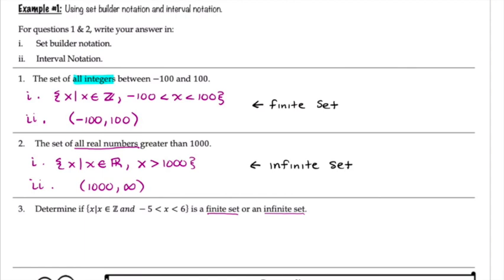So thinking about that, here we have the set of values from -5 to 6, not including -5 and not including 6, this would be considered a finite set. Why? Because we do have an end. We are starting with some value, ending with some value. It doesn't go on towards infinity.